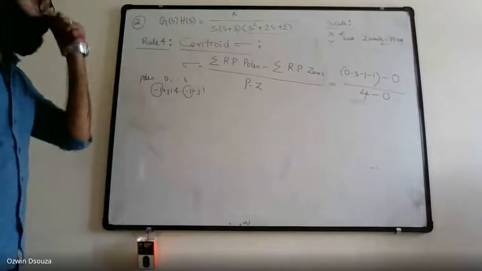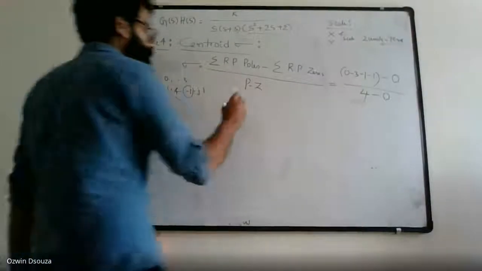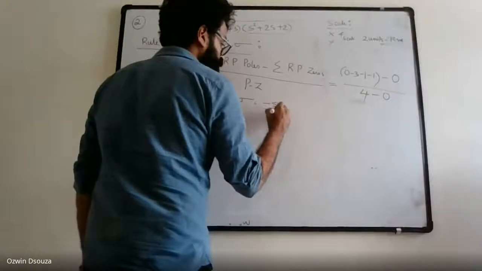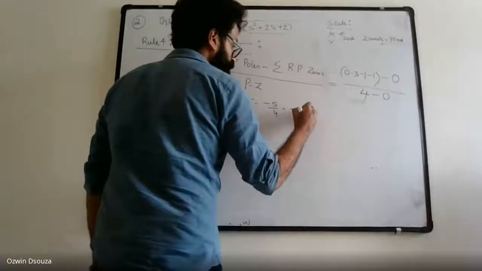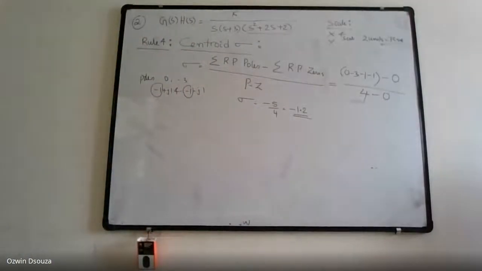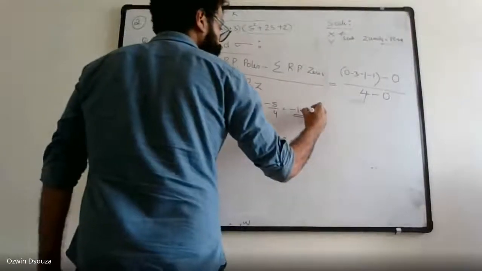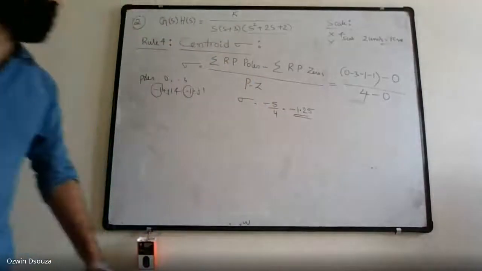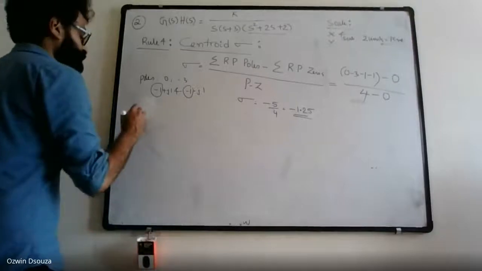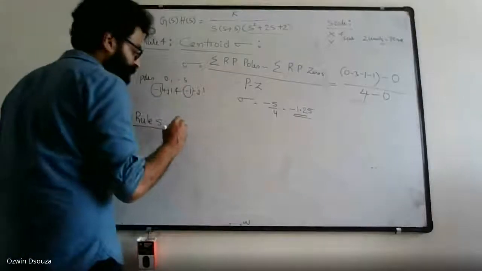So what do you have? You have 0, -3, -1, -1. So that is -5/4. So sigma is -5/4. So that is -1.25. So -1.25 is our centroid. All right. So once the centroid is found, you can find the angle of asymptotes.